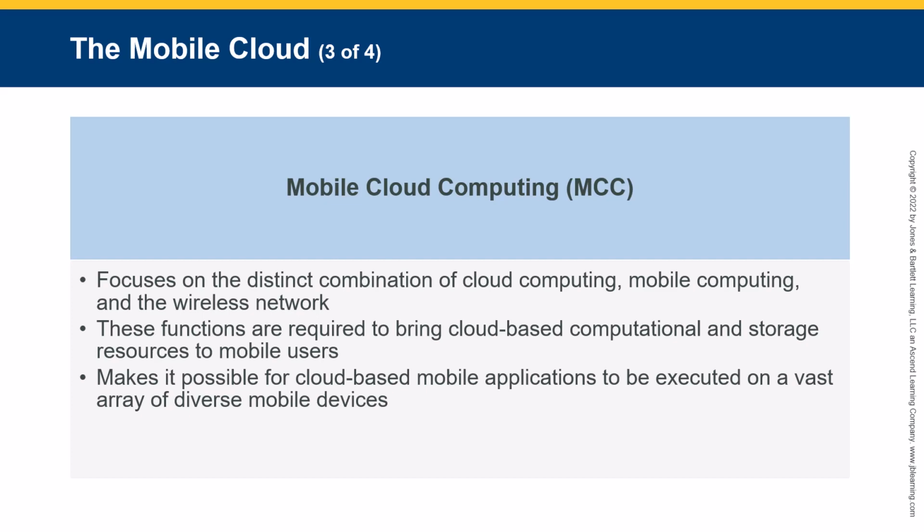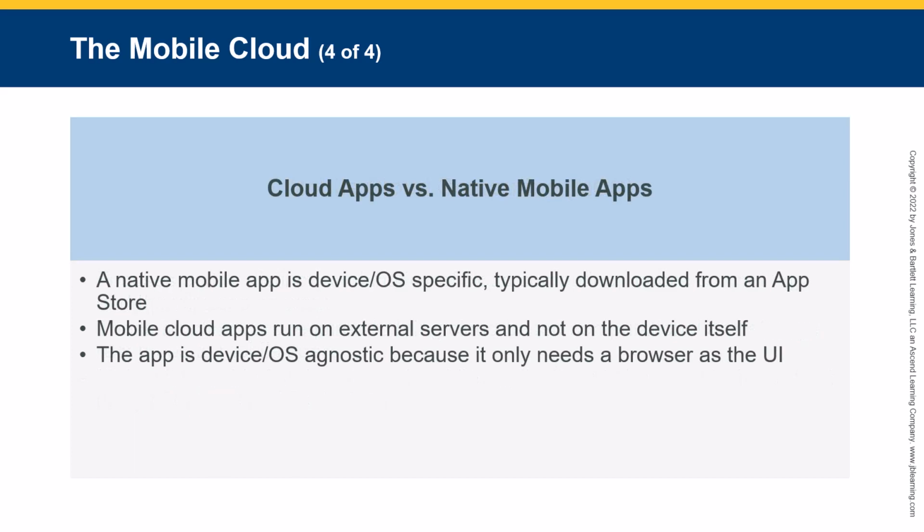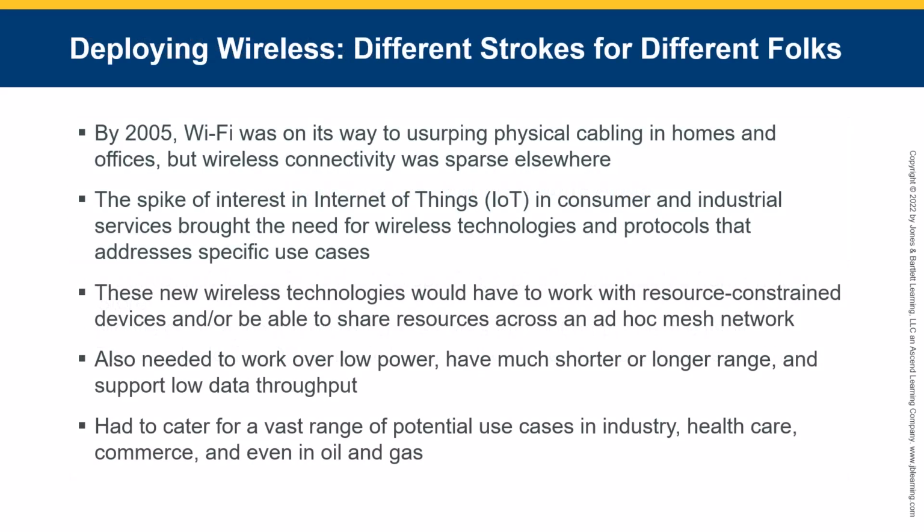So how does that differ from other things? How does that differ from cloud apps versus mobile apps? Again, the native mobile app is more OS specific. It's typically downloaded from the App Store. It's stored on your local device. It's processed on your local device. Cloud apps run externally, not on the device itself. The device itself may just have a small applet that actually allows you to interface with the remote app, but it's not normally on your machine or on your handheld device.